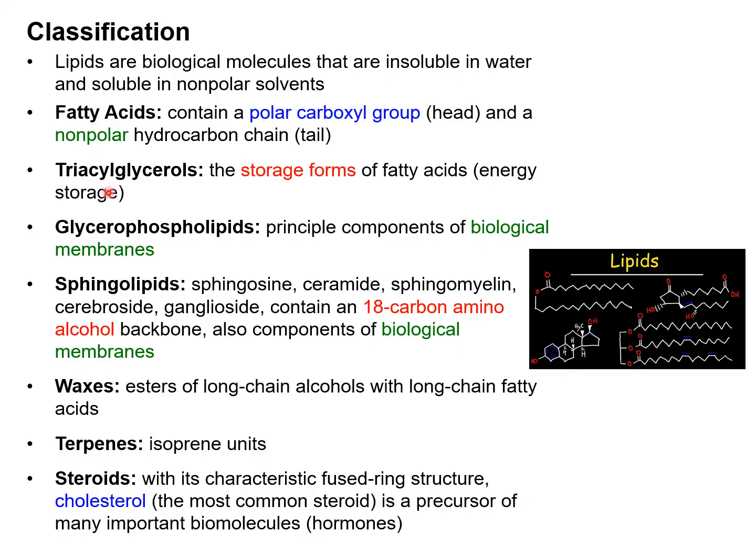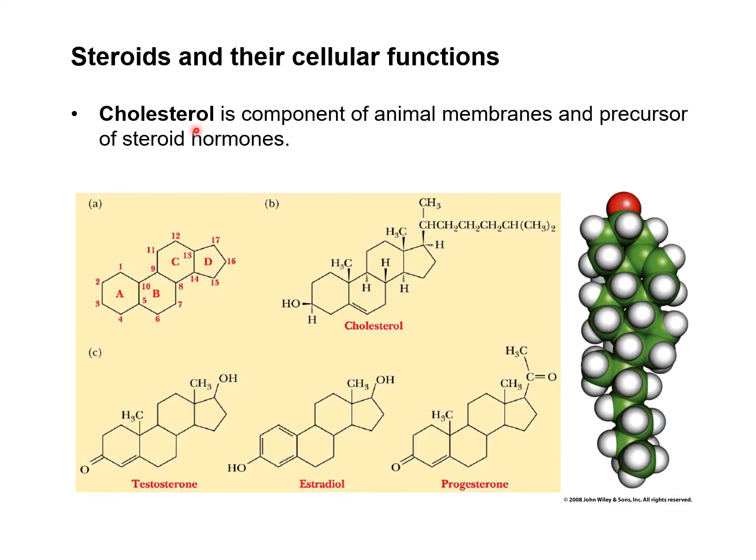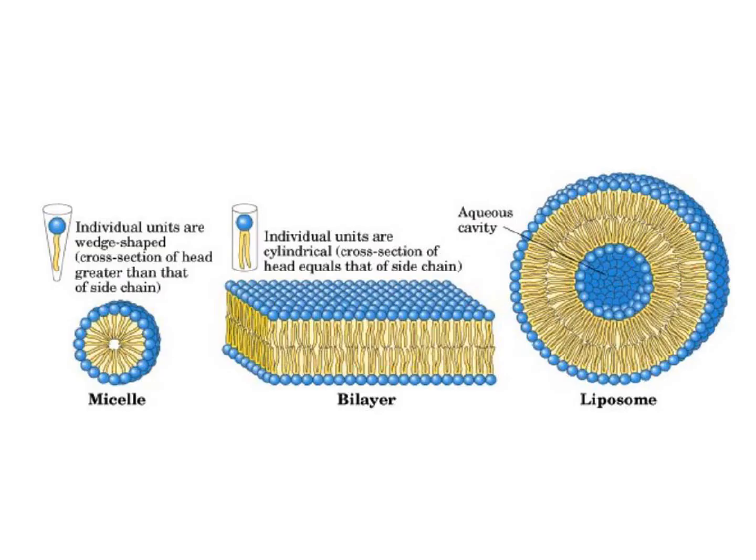These are the different classifications of lipids, and you should know their structures, their differences in their functions, and so on. Among different types of lipids, some subtypes are a component of the membranes, so they play a critical role in forming such biological membranes. And steroids and their precursor cholesterol are another type of lipids that have a peculiar structure. The lipids can make different structures such as micelles, bilayers, and liposomes, and that depends on their individual units.